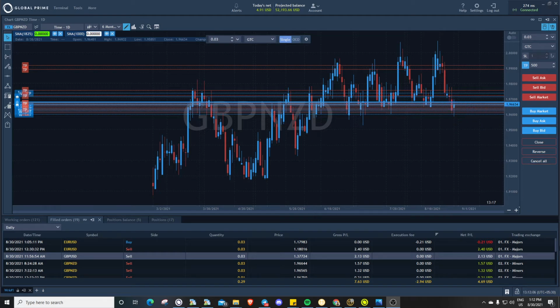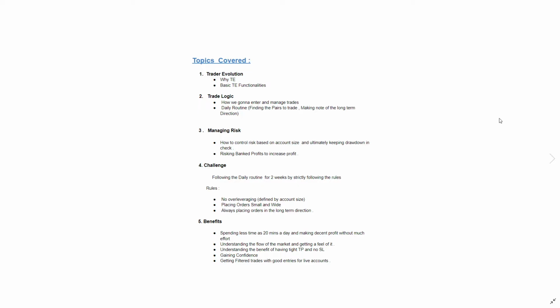So the next one, let me switch to the tab. Okay, so now we have gaining confidence. After you do this counter-trend accumulation in the long-term direction with tight take profits, you will get a lot of confidence because you will be banking a lot of profit in very little time, and you will be doing it consistently. Also, the drawdown will be in check, and you won't have to put in much effort. Everything will basically flow. Make small profits consistently, and that will give you a lot of confidence.